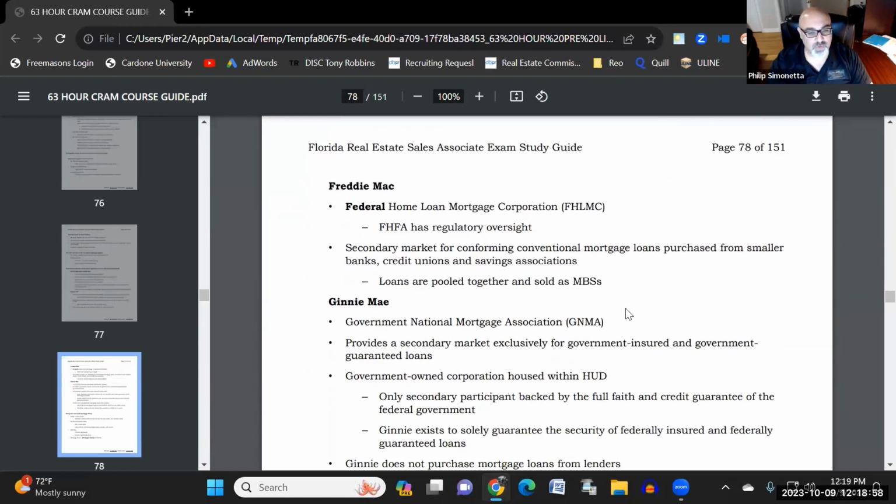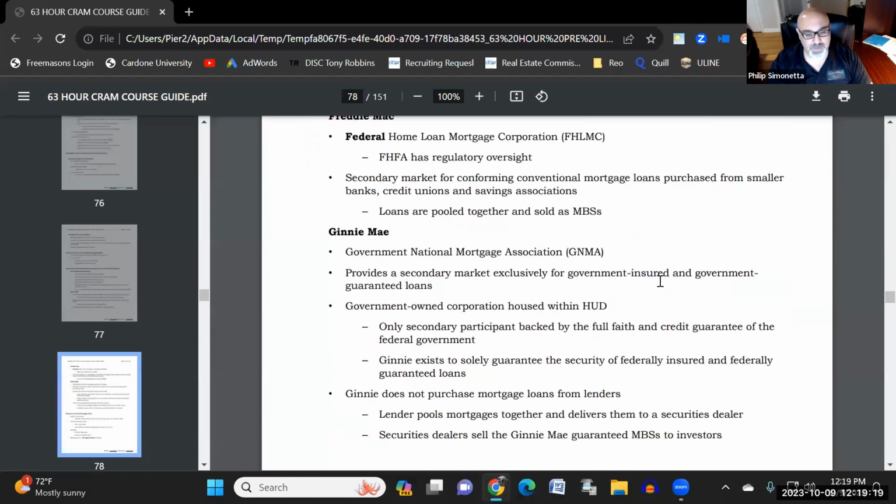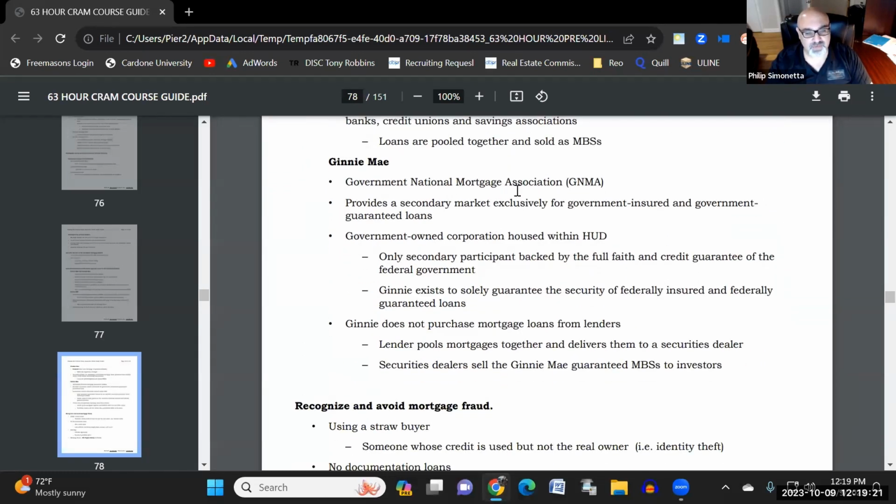Freddie Mac is the Federal Home Loan Mortgage Corporation. FHFA also has regulatory oversight over these guys. They're the secondary market for conforming conventional mortgage loans purchased from smaller banks, credit unions, and savings associations. These loans are pooled together and sold as mortgage-backed securities. Now, Ginnie Mae is the Government National Mortgage Association. They provide a secondary market exclusively for government insured and government guaranteed loans. It's a government-owned corporation housed within HUD.